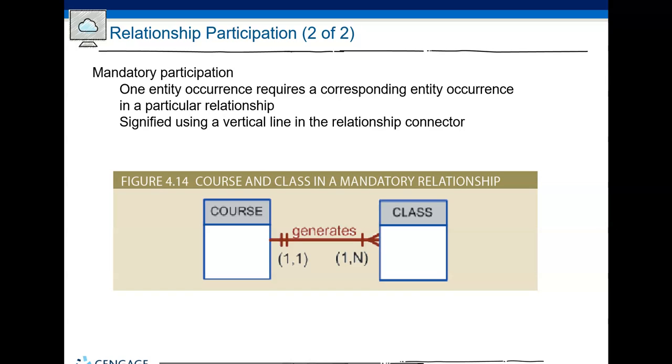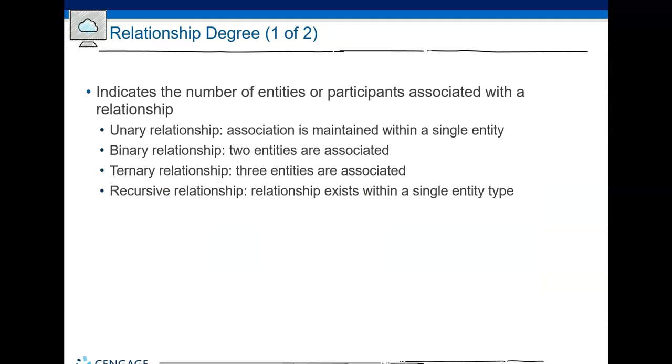precisely 1 course. The mandatory in here is these 2 bars. So you see this bar here, this means it has to be at least 1 class. If a course doesn't generate a class, then it's not a course. It doesn't exist. There's no row for that course in this table. I hope that makes sense.